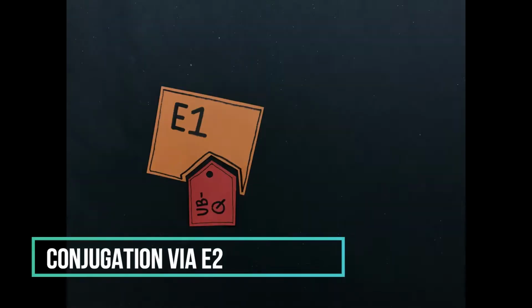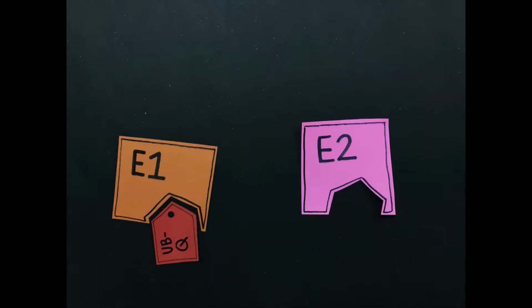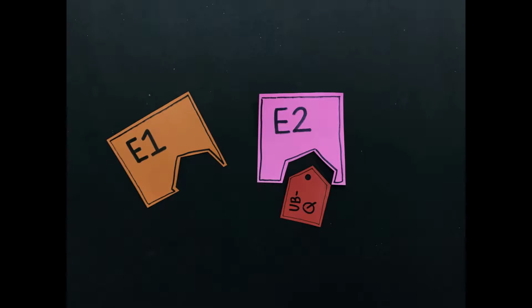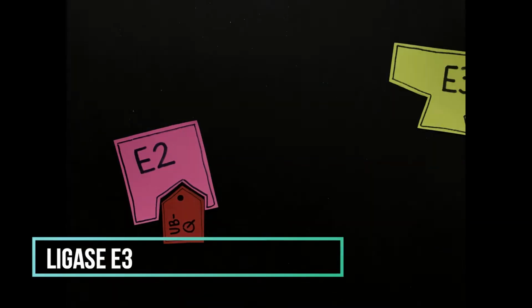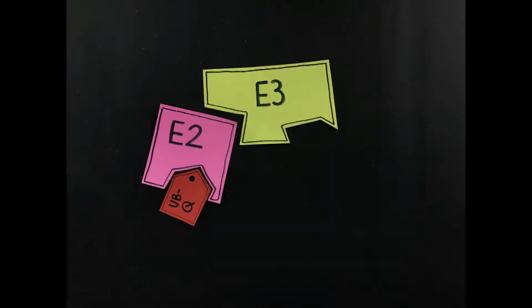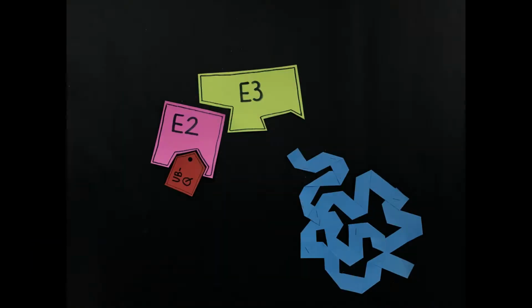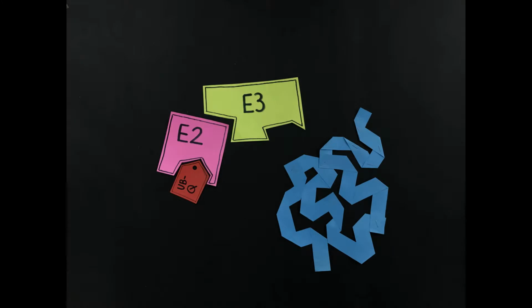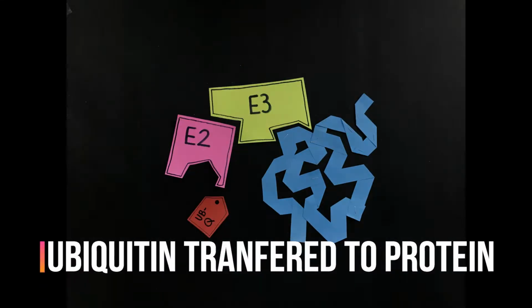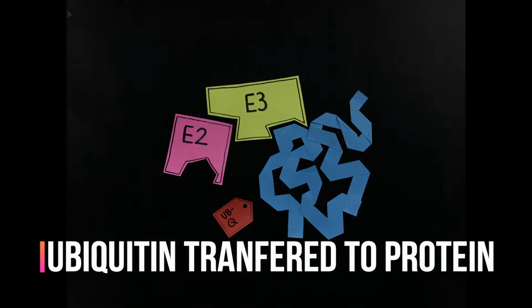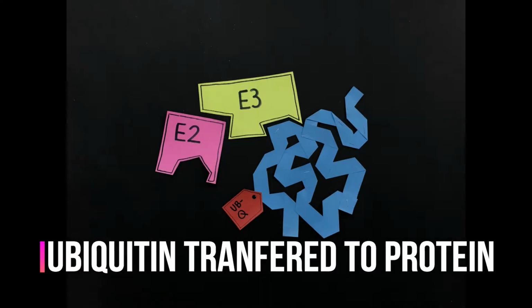Next is the conjugation step using enzyme 2. This step is very simple. Basically, ubiquitin is transferred from E1 to E2. Lastly is the ligase step using enzyme 3. During this step, the protein that needs to be degraded will be attached to enzyme 3, and enzyme 3 will transfer the activated ubiquitin from enzyme 2 to the protein.